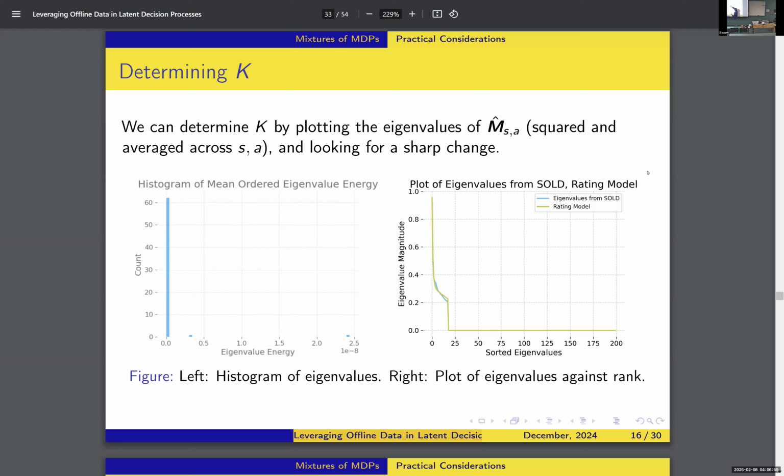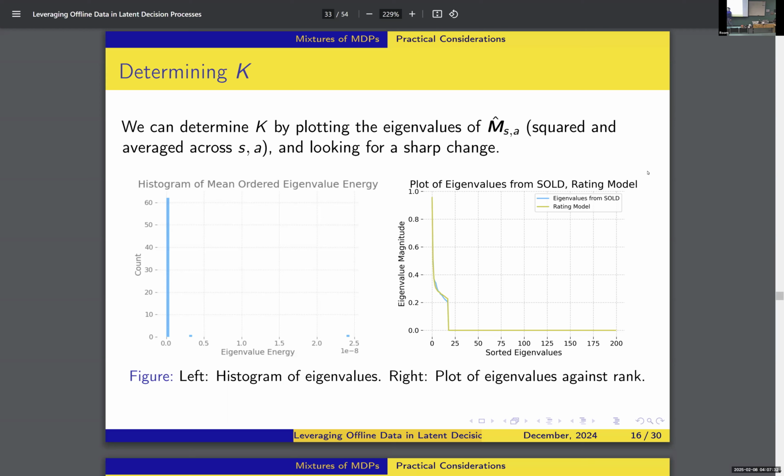Yes. Don't worry about what's written here. We can determine K by plotting the eigenvalues of M hat, the average matrix whose eigenspace we were looking at. If its top K eigenspace is the space spanned by the models, then if you plot its eigenvalues, the first K eigenvalues will probably be big, and all the others will be small. That's what you should expect. So you can either make a histogram of all the eigenvalues, and you see here only 2 eigenvalues are big and everyone else is small, or you can plot the eigenvalues by their rank, and you see a sharp drop off at some point.